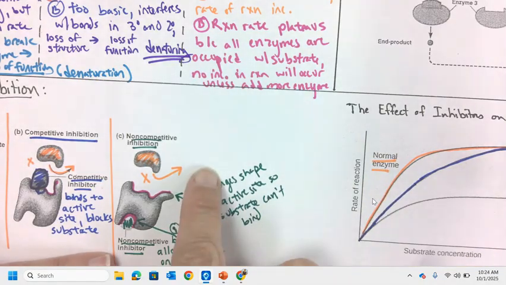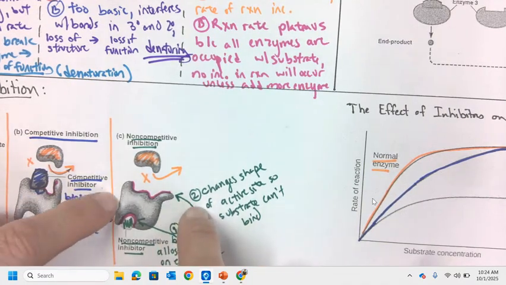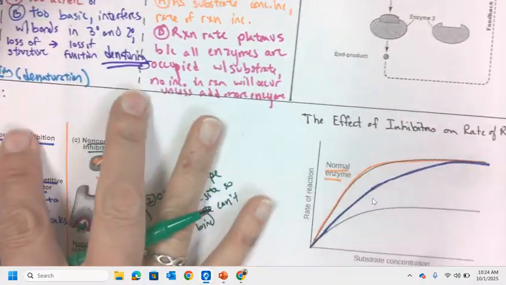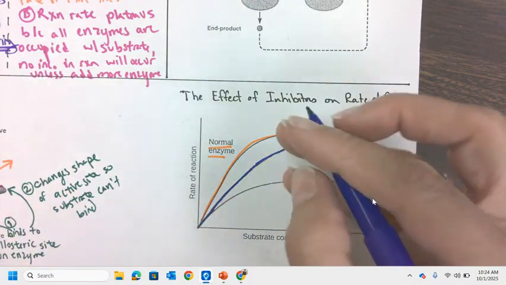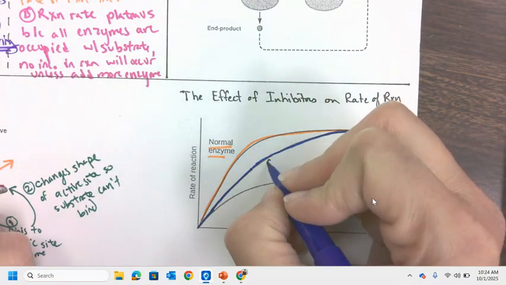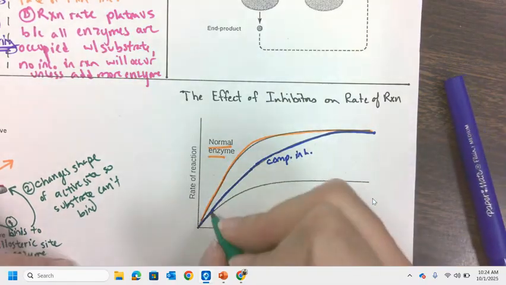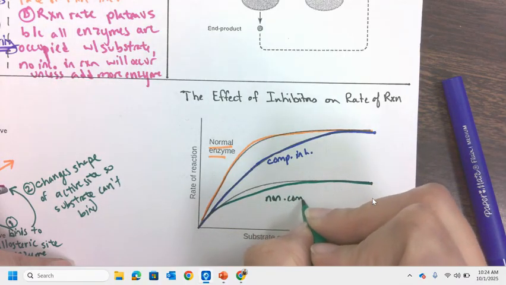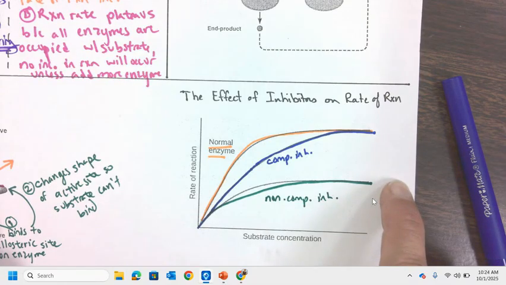And again, if you add a lot more substrate, you could outcompete the non-competitive inhibitor, but because they're not both competing for the active site, this really decreases reaction rate a lot more. And you can actually see that on this graph. If this is the normal enzyme, and this is the line as you increase substrate concentration for competitive inhibition, you can see for non-competitive inhibition, the reaction rate is more permanently decreased.